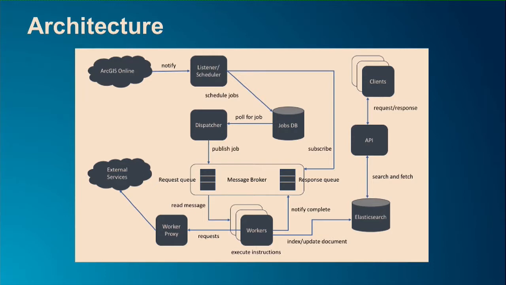The dispatcher regularly polls for jobs, and it removes jobs that are scheduled to be run at any given point in time, and it puts those jobs onto a message broker, which is RabbitMQ. There are two queues, the request and the response queue. The messages on the request queue are meant to be executed immediately by the worker.